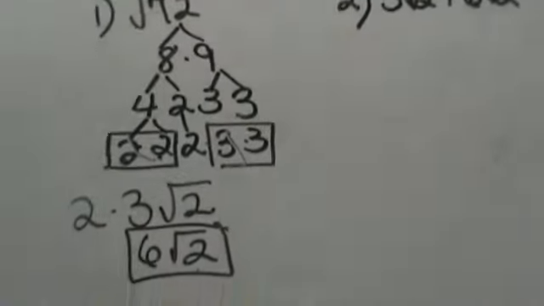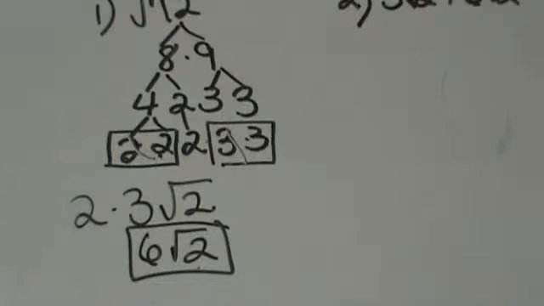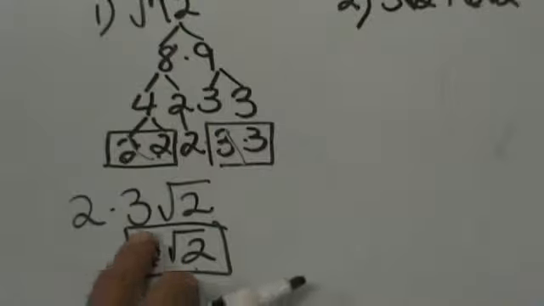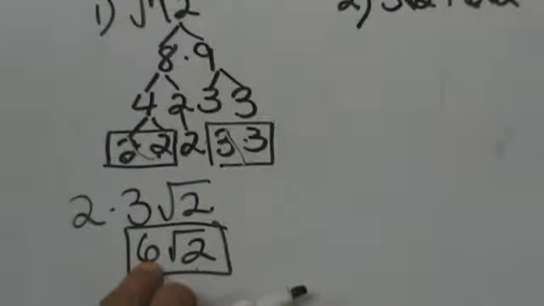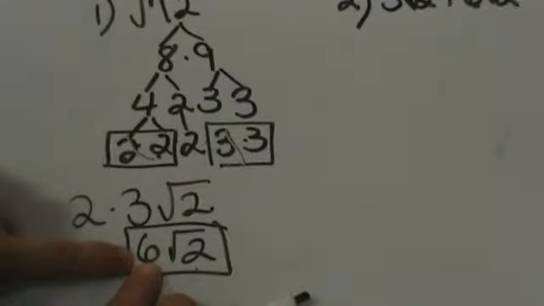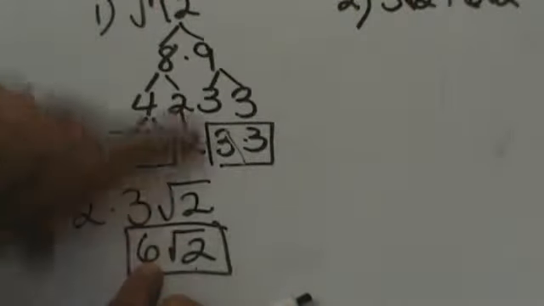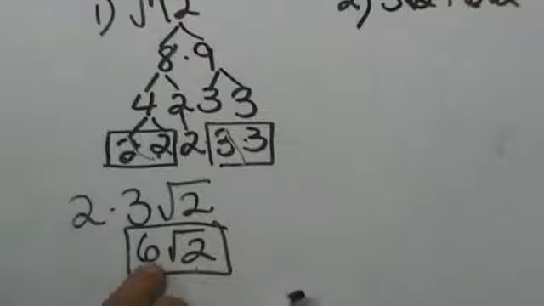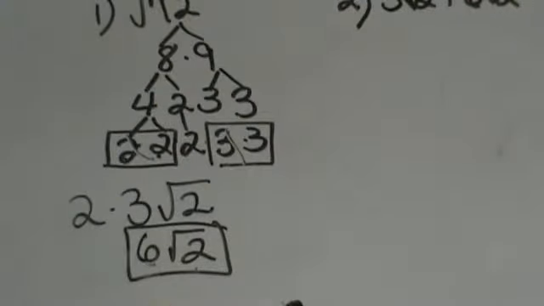If you noticed, you could also take 6 and square it. To think about going backwards, 6 squared is 36, and 36 times 2 is 72. So just another way to kind of think through that. Okay, so you're always looking for perfect square factors.